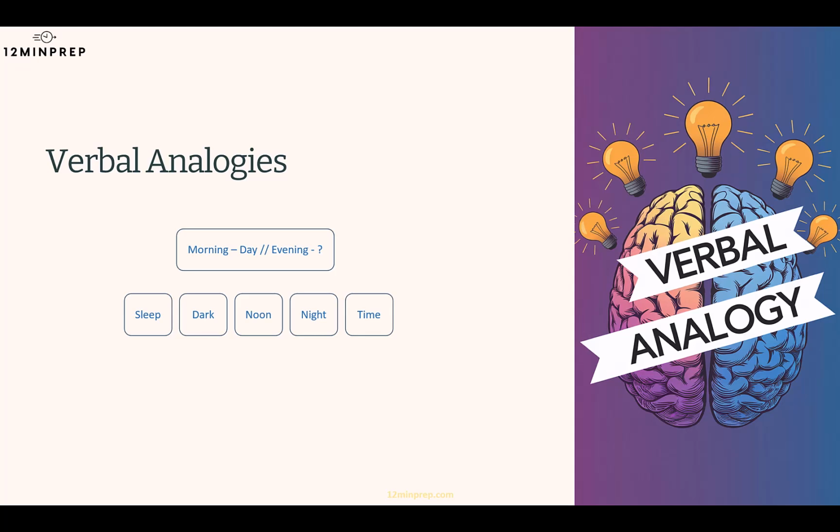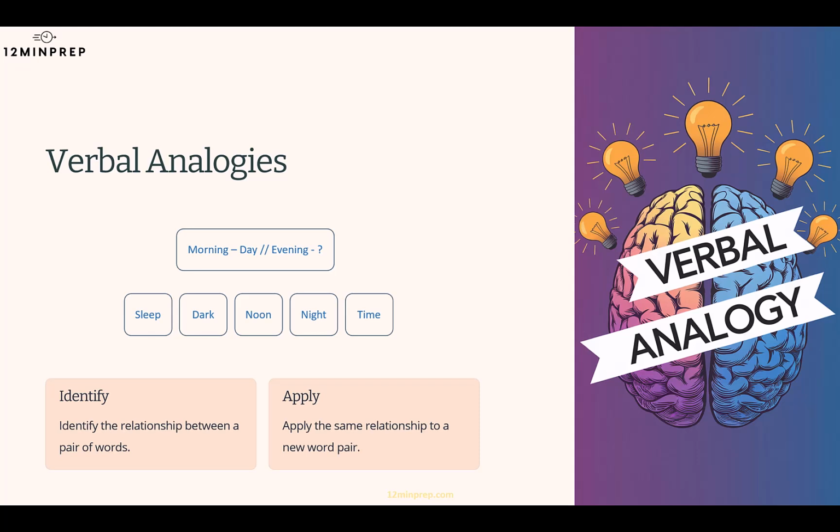Section 4, Verbal Analogies. In this section, you are presented with a pair of words with a certain relationship. You need to define that relationship and then apply it to a missing pair of words. This is a simplified example of a verbal analogy as seen on the test. The relationship between morning and day is read from left to right. Morning can be described as the beginning of the day. It can also be described as a certain part of the day.